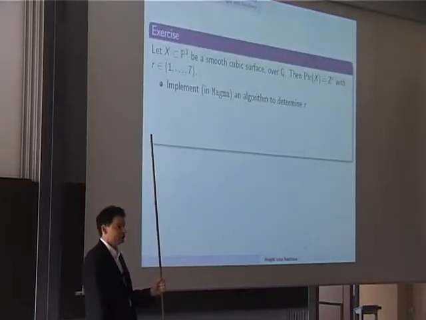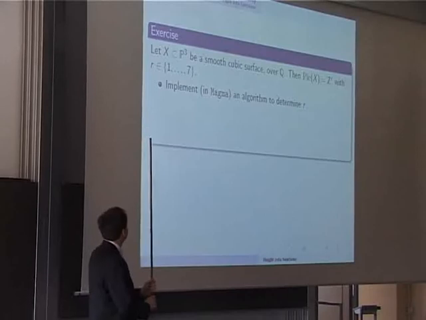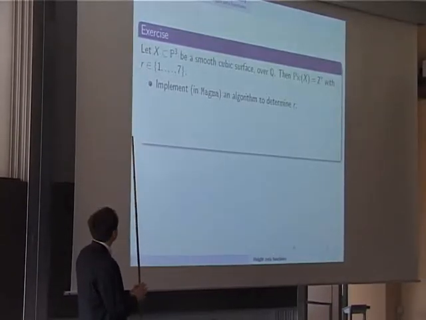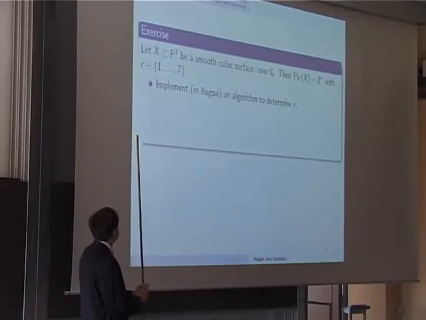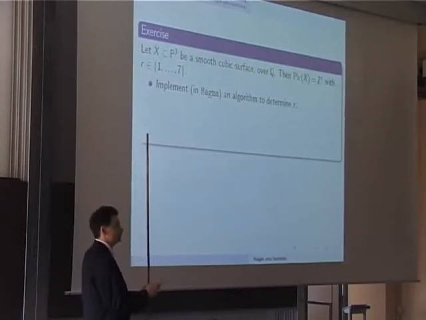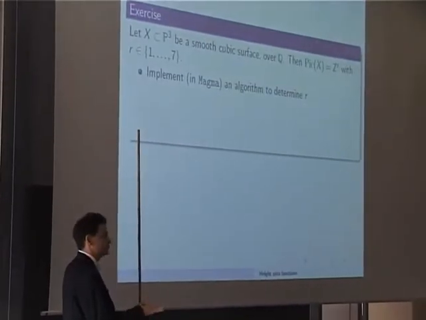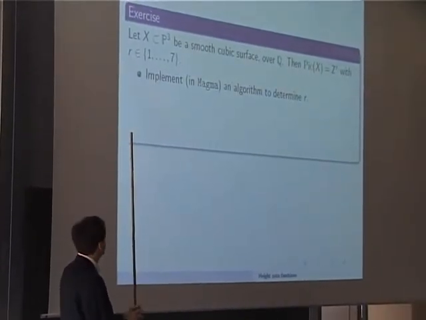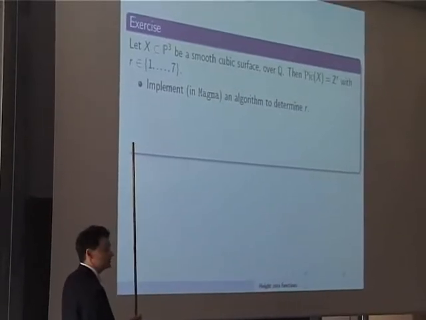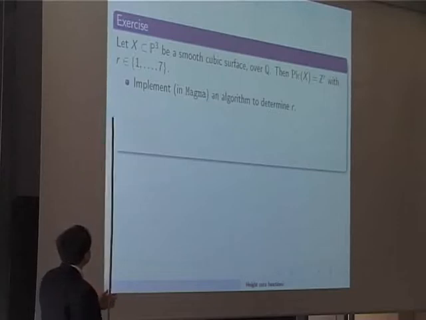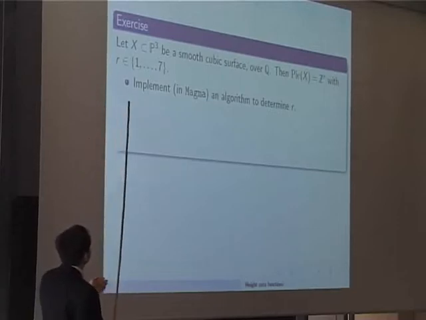Now, in case of surfaces, so a hypersurface in P3, in particular a cubic hypersurface, we know that over the complex numbers, the rank of the Picard group is 7. So P2 blown up in 6 points, you've heard about it. But over the rationals, it need not be 7, and the rank can range from 1 to 7.